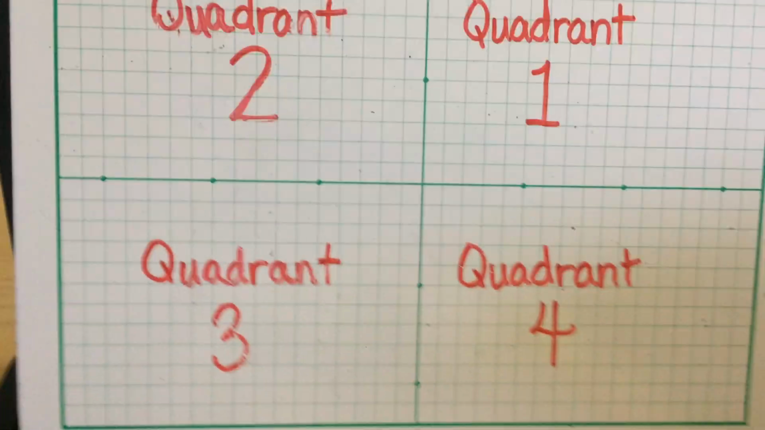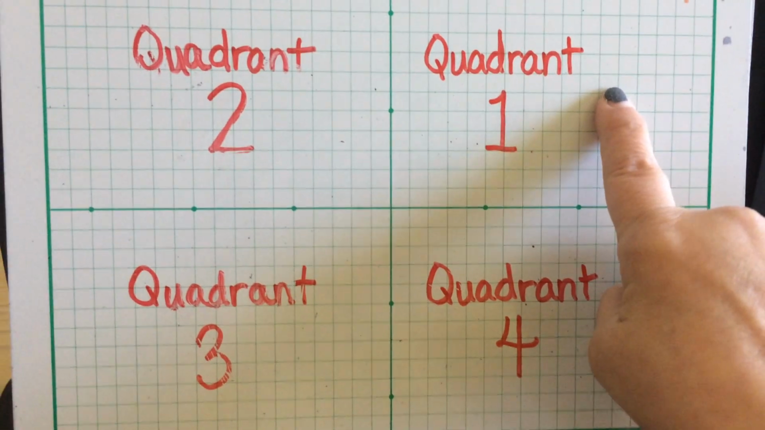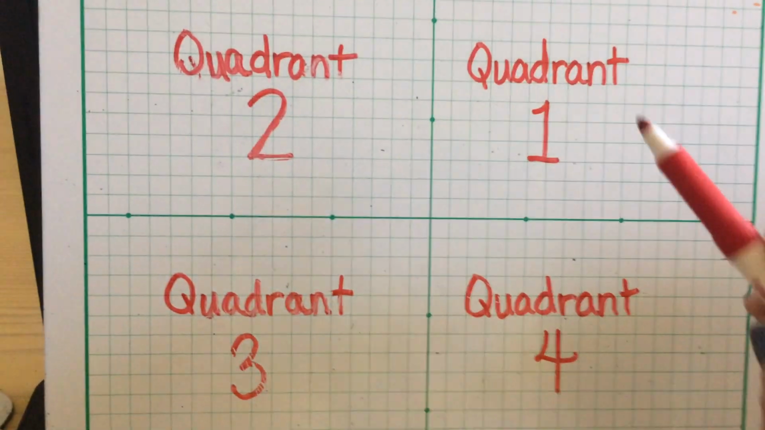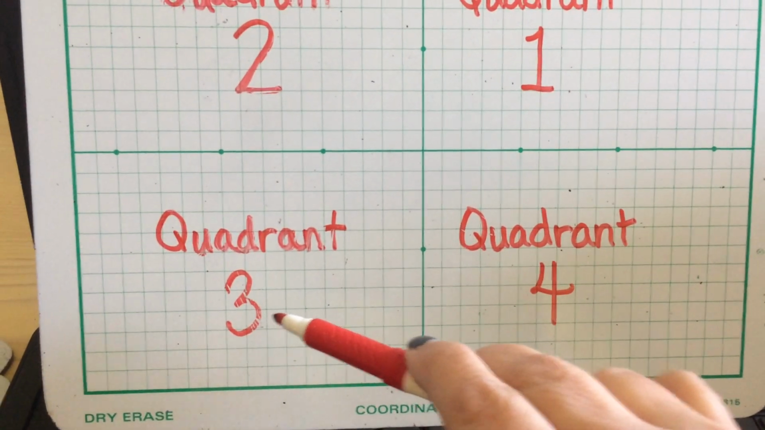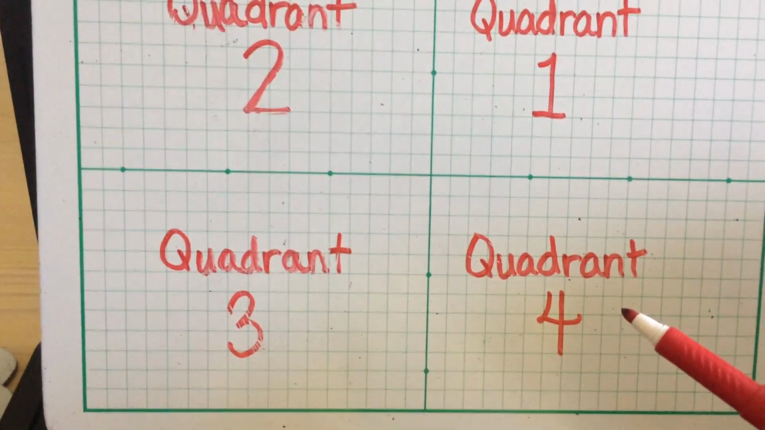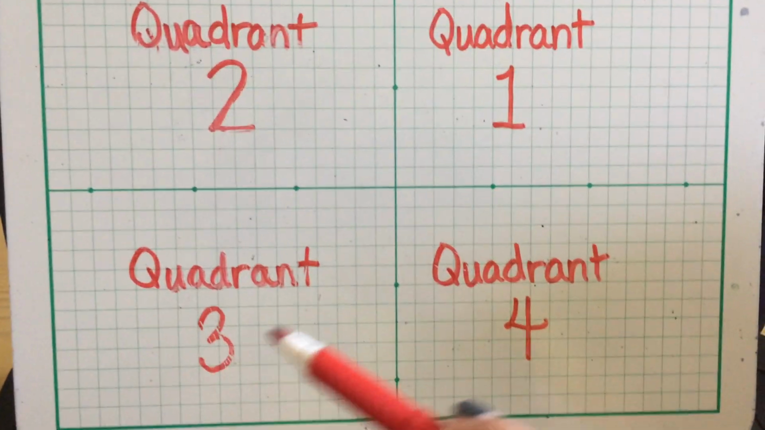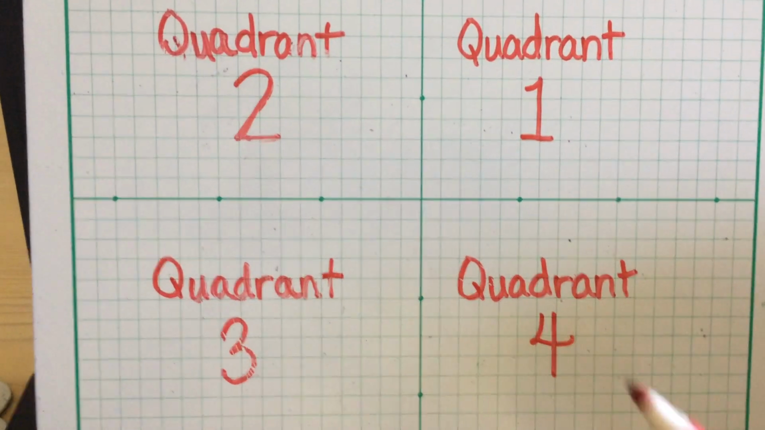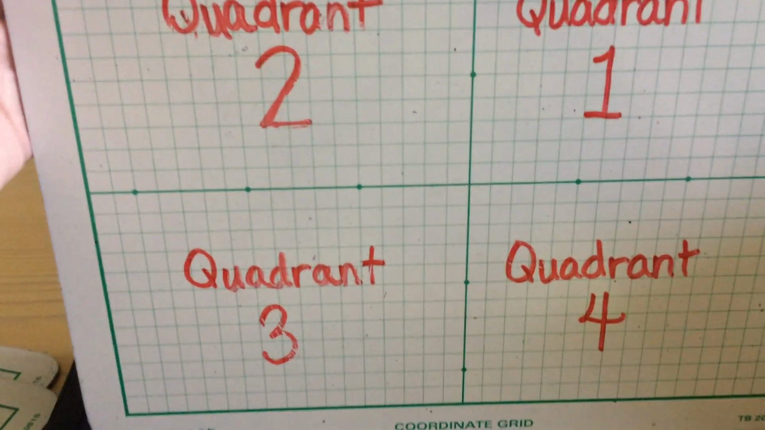Each of those sections has a name. If you start on the upper right, you have quadrant 1, quadrant 2, quadrant 3, and quadrant 4. So remember to start on the upper right, and each one of the 4 sections is numbered 1, 2, 3, and 4.